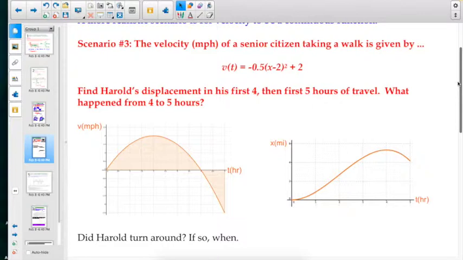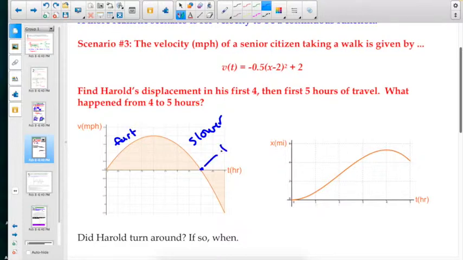So maybe they can go faster and faster and faster, and then they reach a point here where their velocity starts to do what? Slow down. Maybe they're well into the walk. They're getting a little tired, walking a little slower. What happens here? They turn around. So they walk a little slower here. They walk fast here. They turn around here, and they start getting faster, but coming back home.